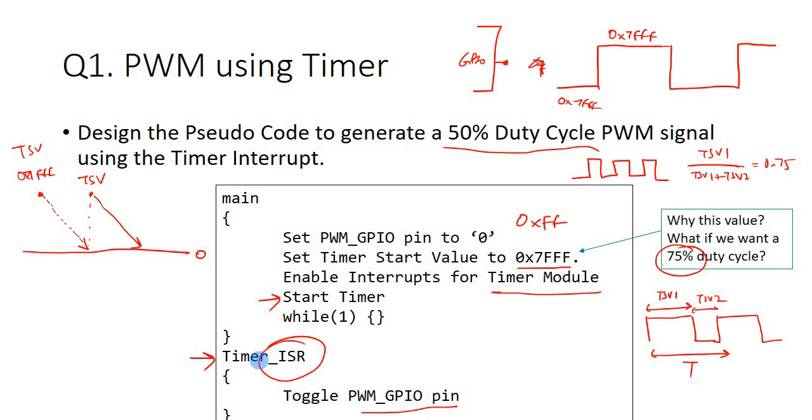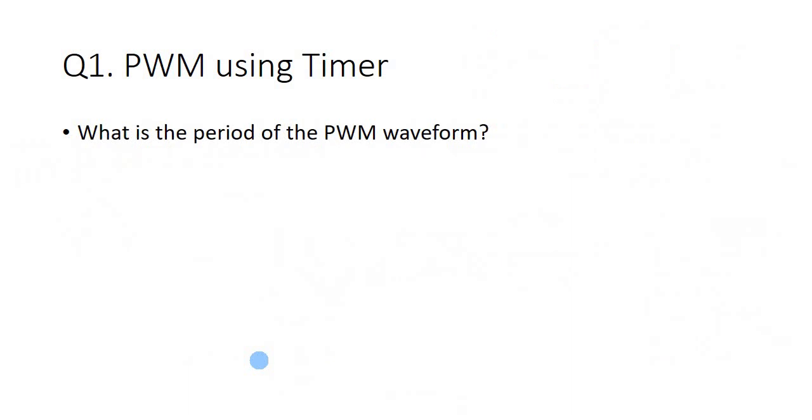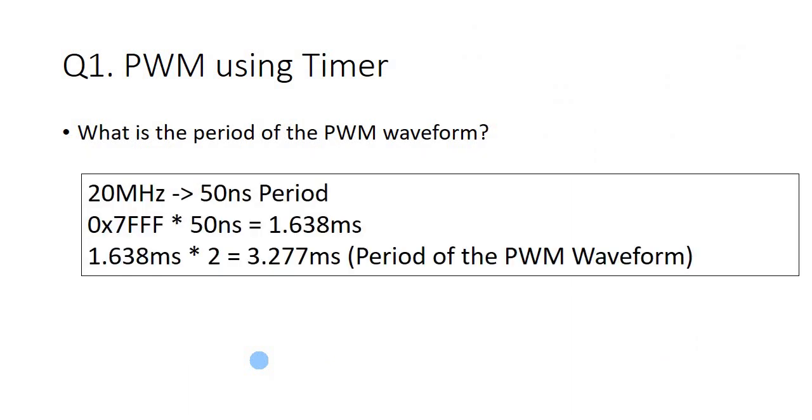So at one instance, it will be TSV1, then it will be TSV2, and then I keep cycling through. Okay, so that is how you can still use the same approach and then create a duty cycle that is other than 50%. Okay, so that is your first question. Now, what is the period of the waveform?